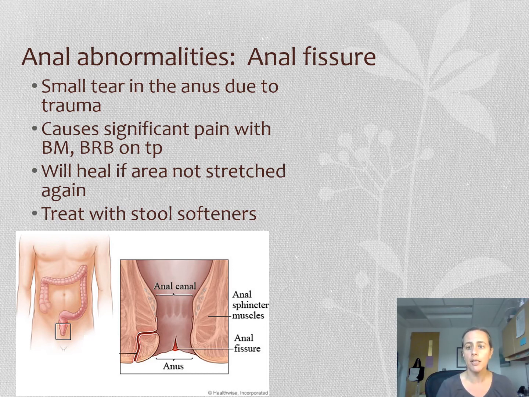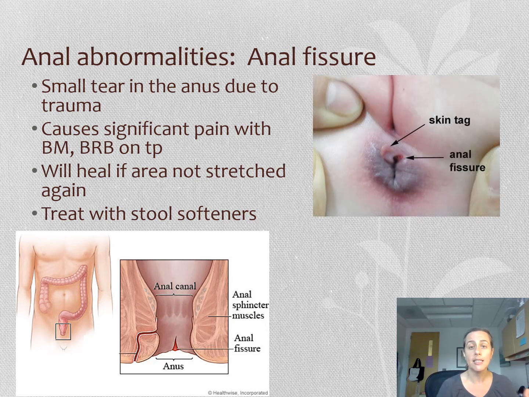So we'll take a look at a picture of one. This is an infant who got it because they were really constipated. You can see that arrow there that says anal fissure, that's that little cut in the anal skin. So as you can imagine, it's a sharp pain, right? You have a cut there.